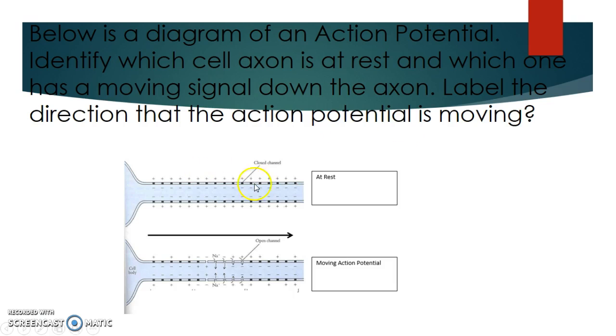In this picture, the top one is going to be the one that is all at rest. That means the sodium is all on the outside, those positive charges on the outside, and the negative charges are on the inside. Once we have an action potential, we start to open some channels, and those sodium ions are pouring in, and those negative signs are pouring out. And the direction would be following this arrow here.